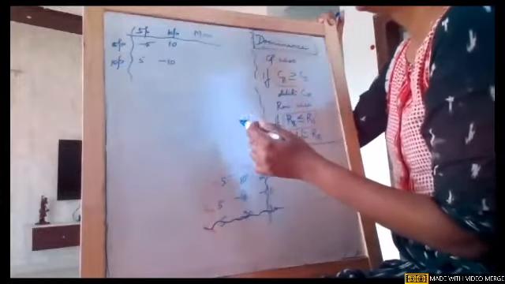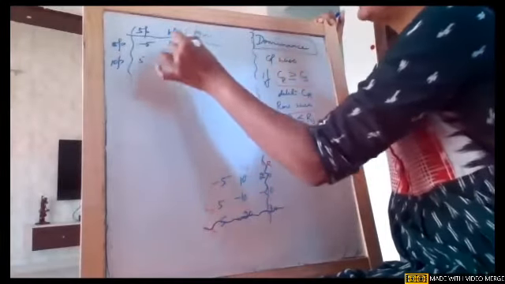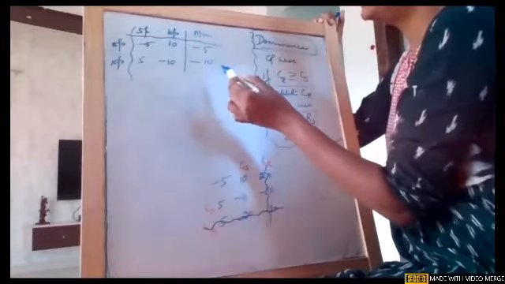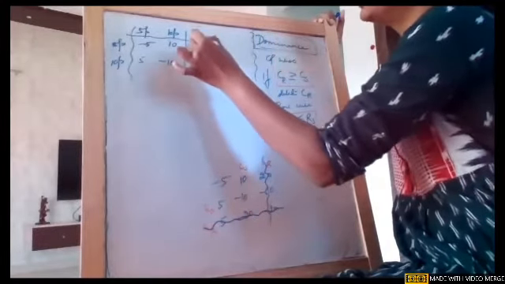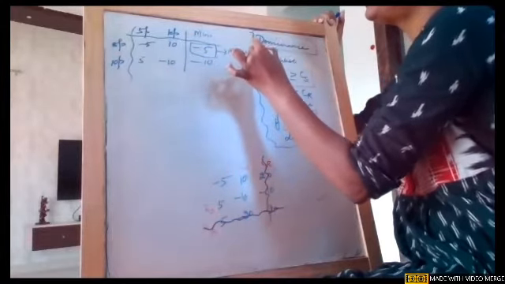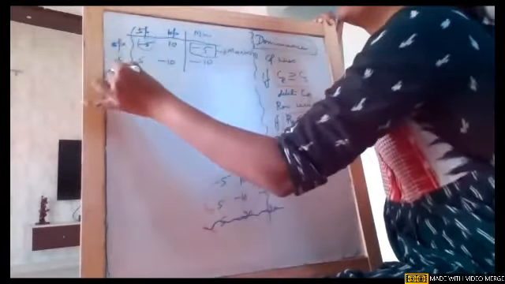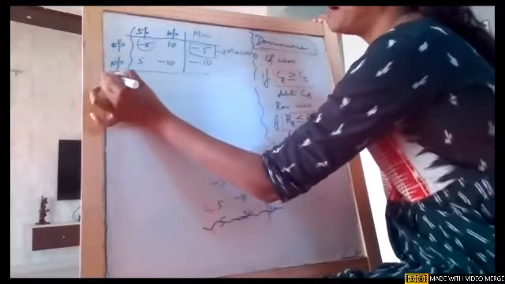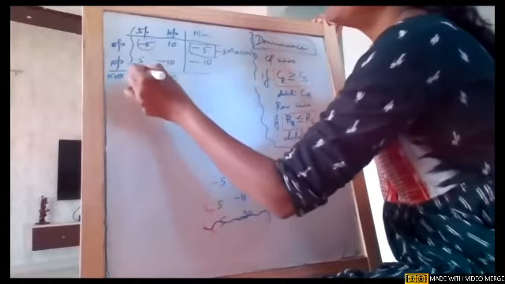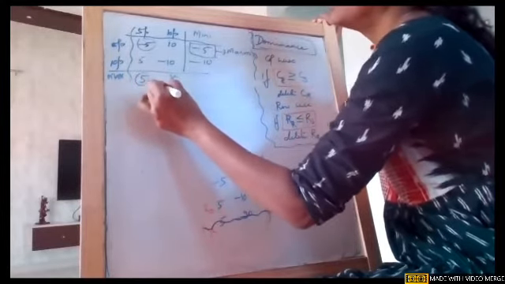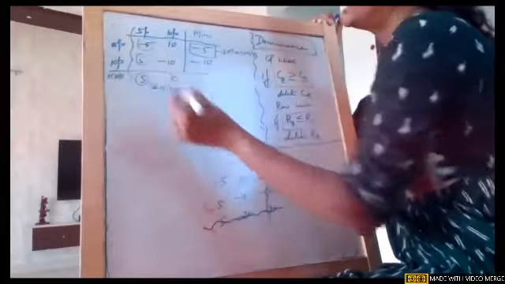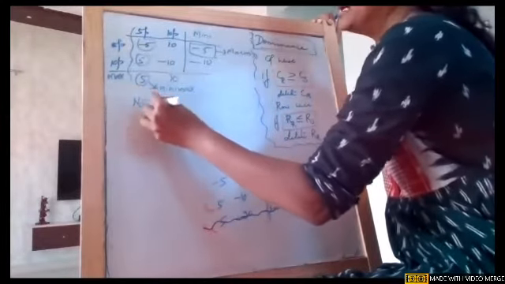Minimum values, minus 5 is the minimum value and minus 10 is the minimum value. The maximum out of these two is minus 5. So this is maximin. Now check maximum values column wise, 5 and 10. The minimum value out of this is minimax, 5. There is no saddle point.